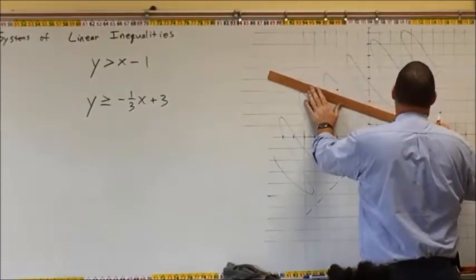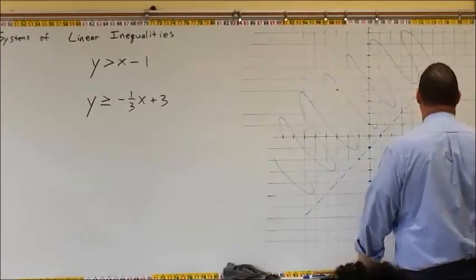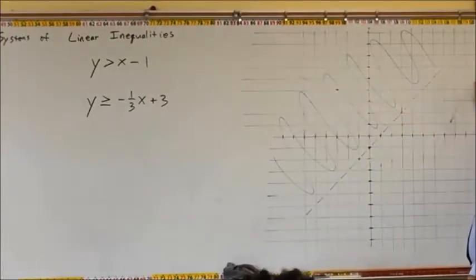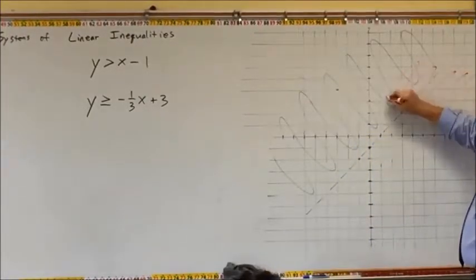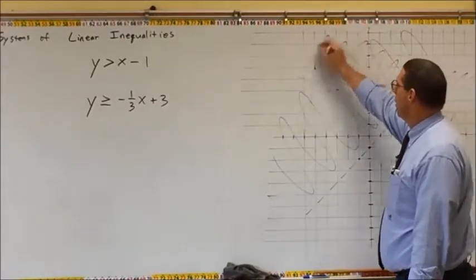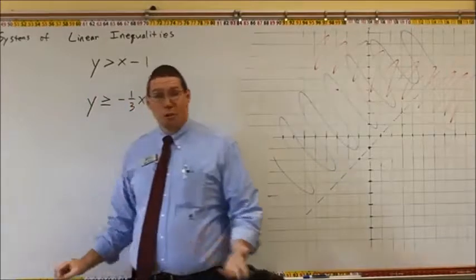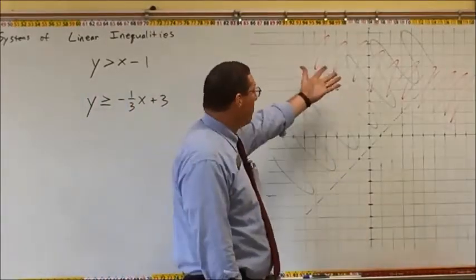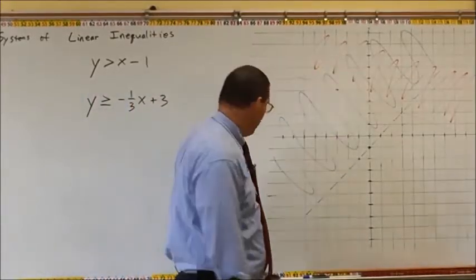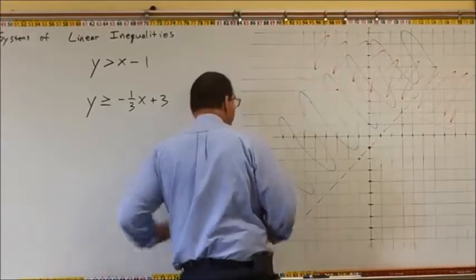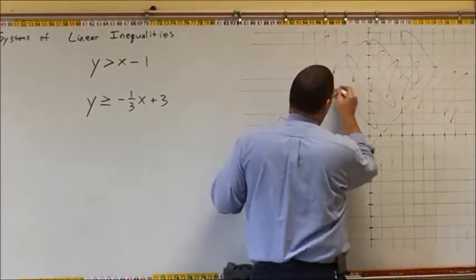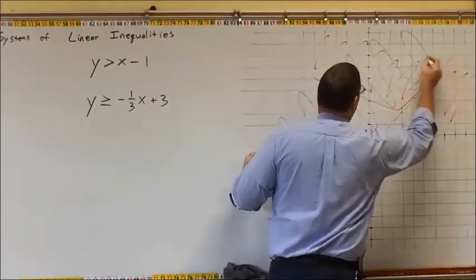Solid line. And now, shade above or below? Above. So that's over here. Here's where I'm shading. And now, here's the deal. You guys already know what I'm about to say, don't you? Your solution region is the double shaded region. That's it. So your solution region is this part right here.